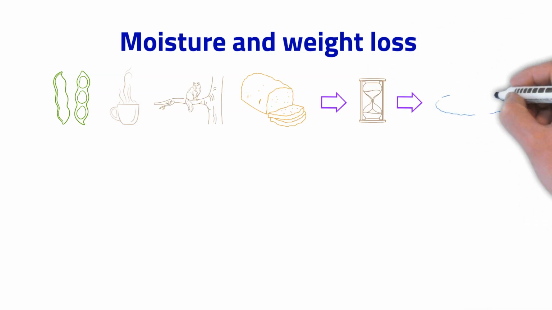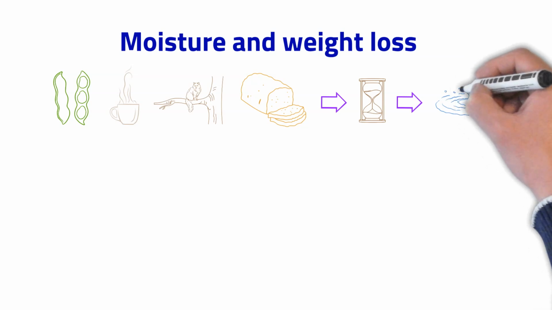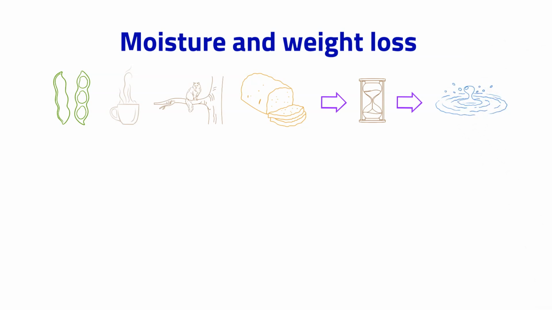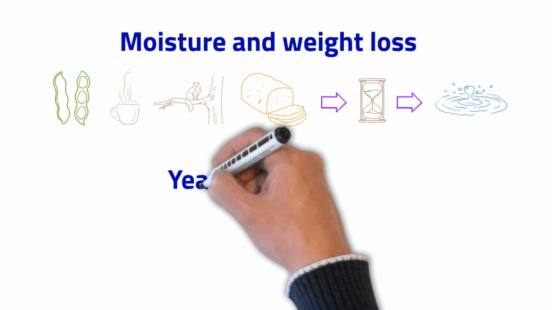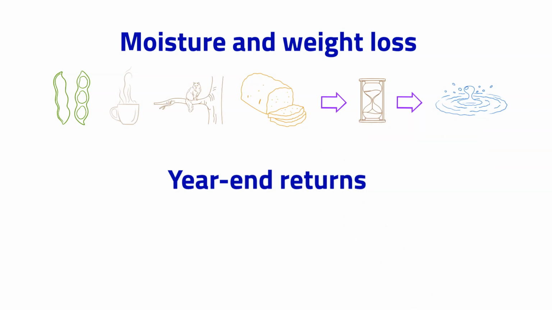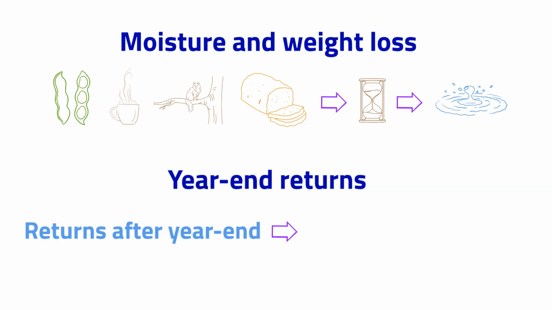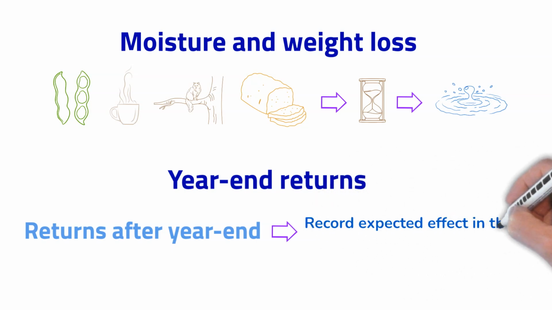Moisture and weight loss. Produce, coffee, timber and even metals can change weight with moisture. Some shrinkage is normal and part of costing. Anything beyond normal is abnormal loss and goes straight to expense. Returns loops near year-end. If you expect post-year-end returns that relate to pre-year-end sales, record the expected effect. That affects revenue, cost and net realizable value testing.